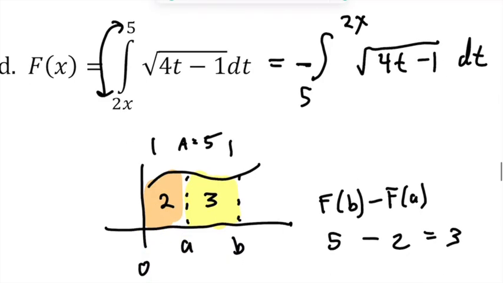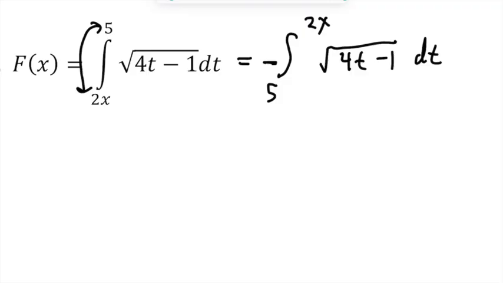Now if I reverse this, so if I take the area from 0 to A, that's going to give me 2. Subtract. And then if I take the area from 0 to B, that's going to be 5. And notice how I got negative 3. So when you do switch the boundaries, you can just put a negative outside.